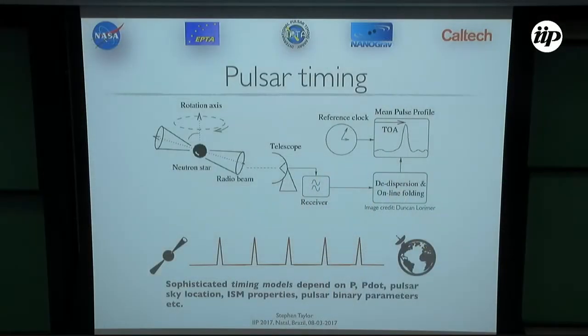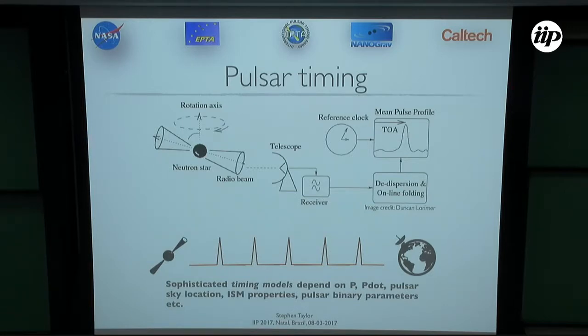We also do something called online folding. We have to fold the pulses because individual rotations and individual pulses of the pulsars look very messy, and we can't actually do anything with those. So over say a minute or a few minutes, we fold all of those pulses together, and that produces an epoch-averaged pulse profile, which is very, very stable and reproducible. That's what I mean by the fact that these pulsars are very, very stable. They have a very stable, long-term pulse profile.